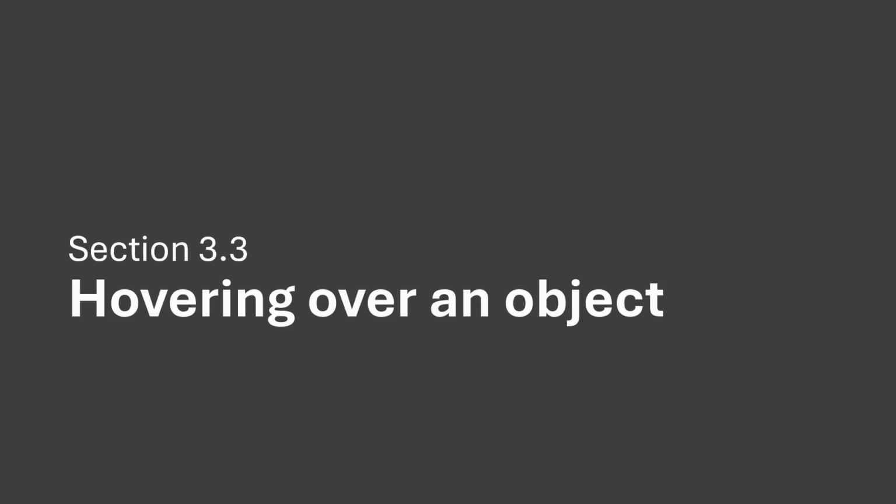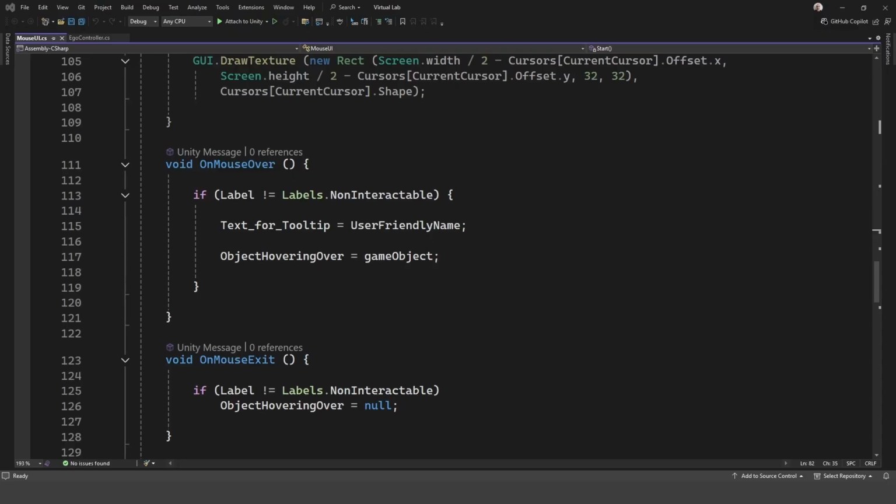Section 3.3 Hovering over an object. Unity has embedded listeners for defining the various mouse actions on a scene object, such as hovering, clicking, dragging, etc.